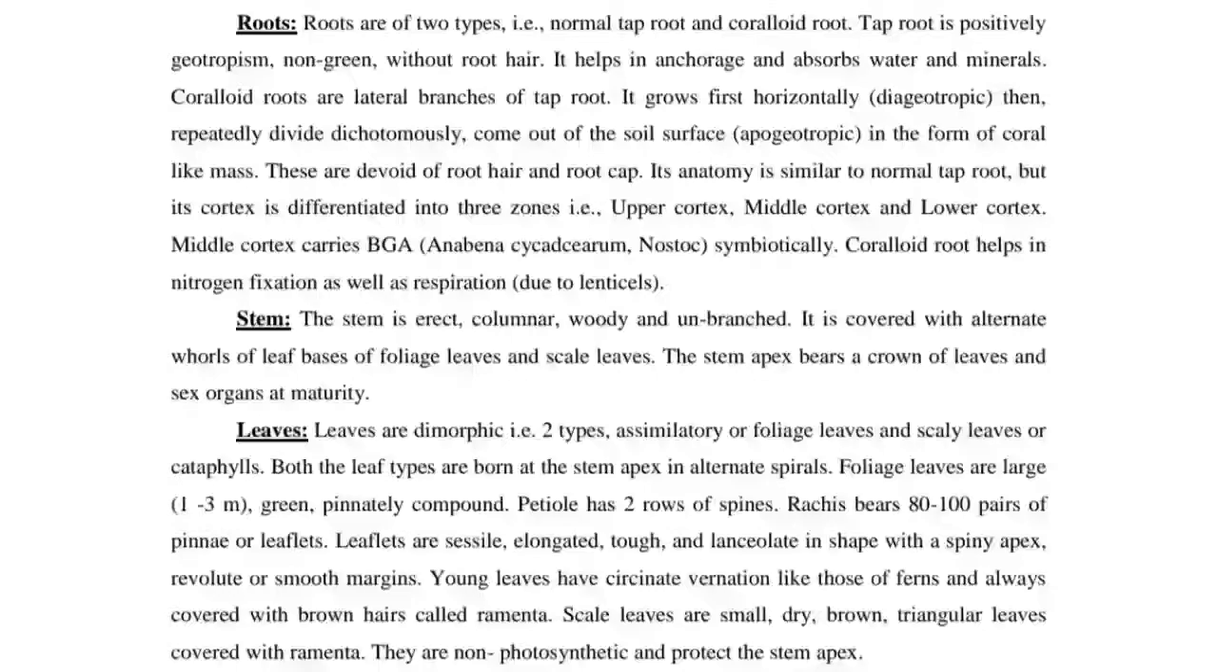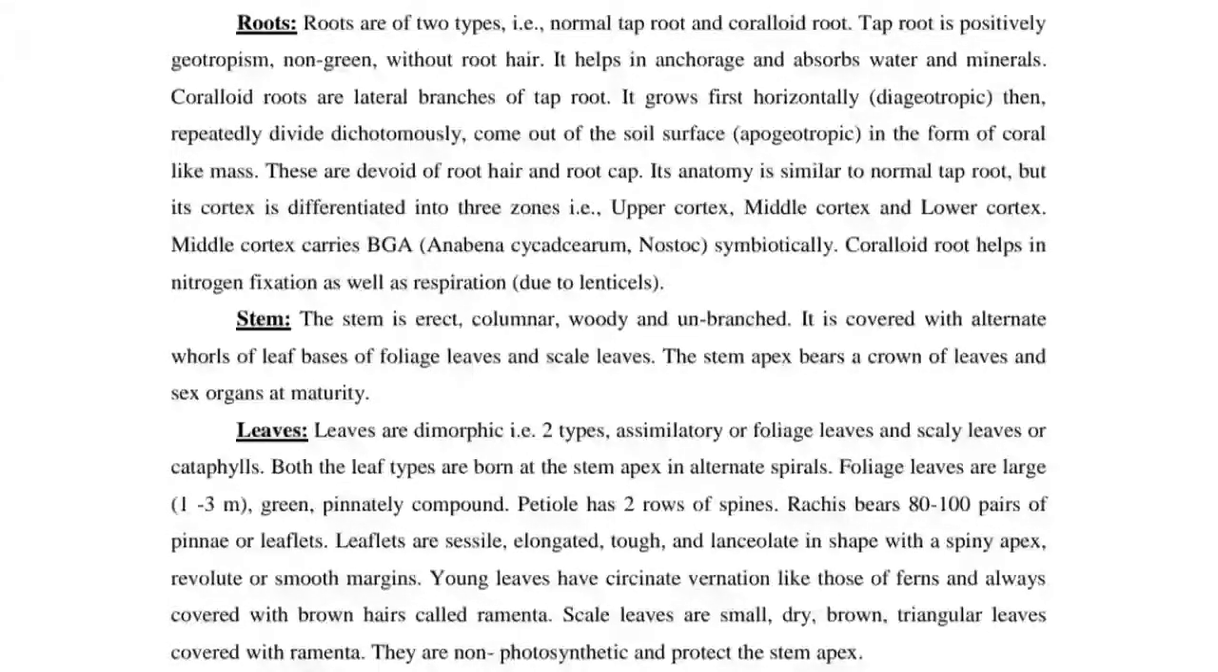Foliage leaves are large, 1 to 3 meters, green, pinnately compound. Petiole has 2 rows of spines. Rachis bears 80 to 100 pairs of pinnae or leaflets. Leaflets are sessile, elongated, tough, and lanceolate in shape with a spiny apex, revolute or smooth margins. Young leaves have circinate venation like those of ferns and are always covered with brown hairs called ramenta.